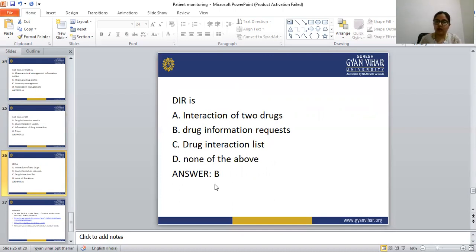So this is all about the pharma information system as well as the computerized patient monitoring system. I hope everybody understood it very well. So thank you.